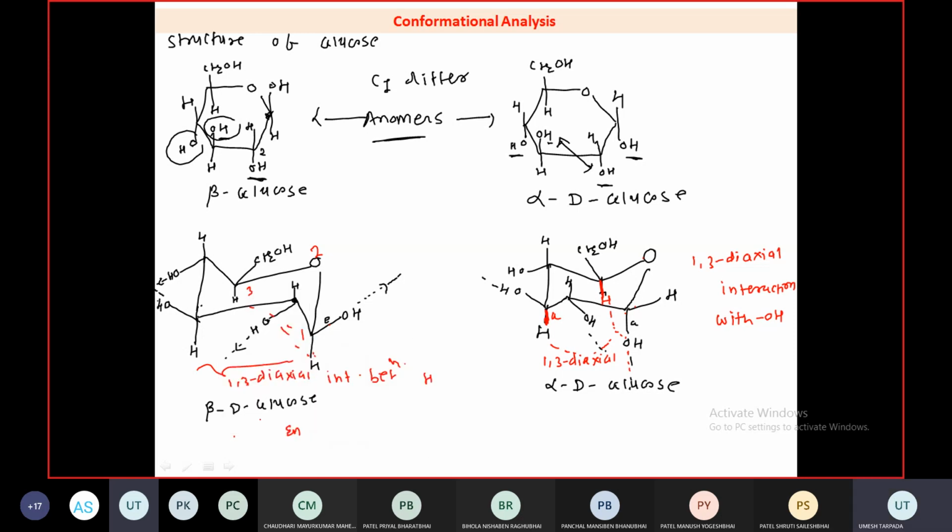In the beta form, it has less energy, more stability. Which form is more stable? You may ask the question in MCQ, so you can write that this form has more energy and less stability. So among alpha and beta form, alpha is less stable as compared to beta, which is more stable, and the reason is 1,3 diaxial interaction.